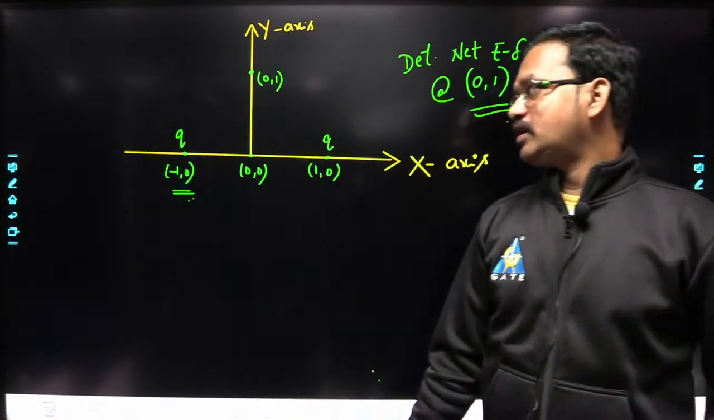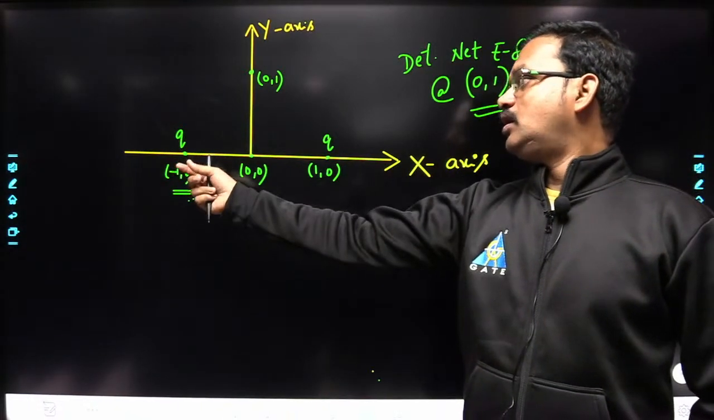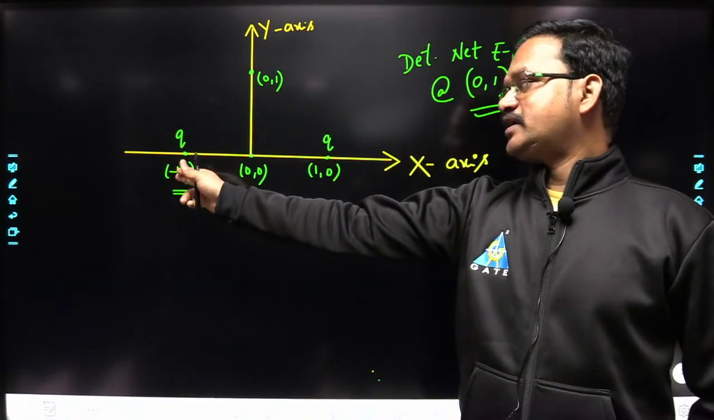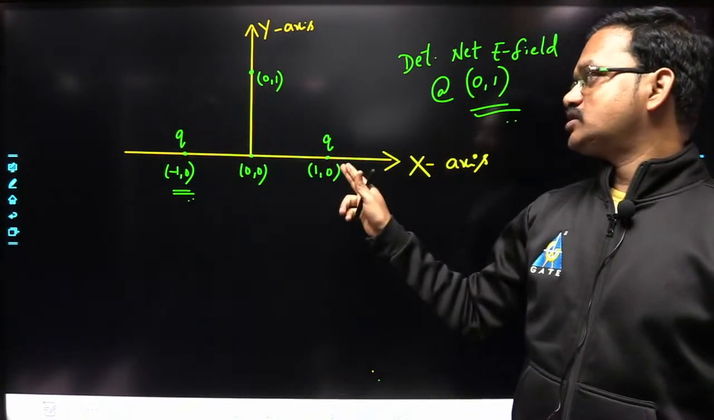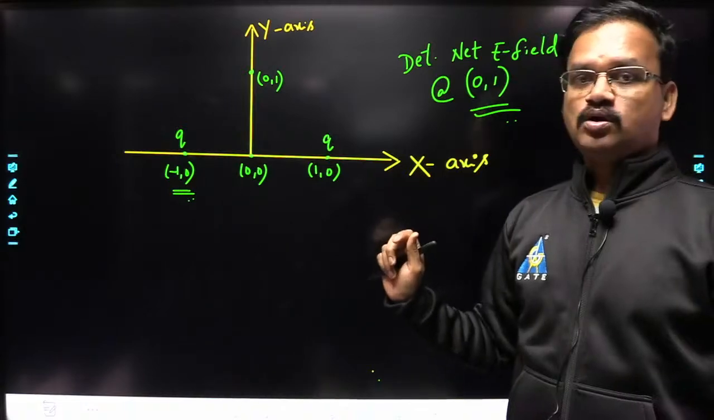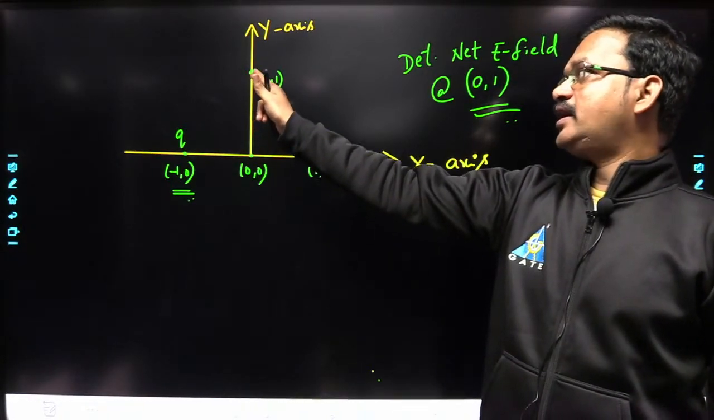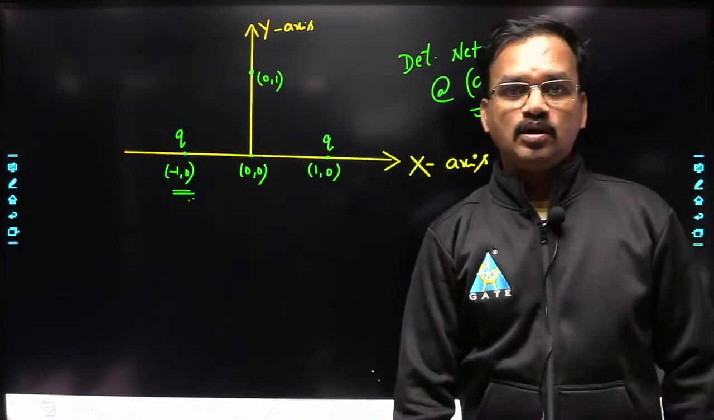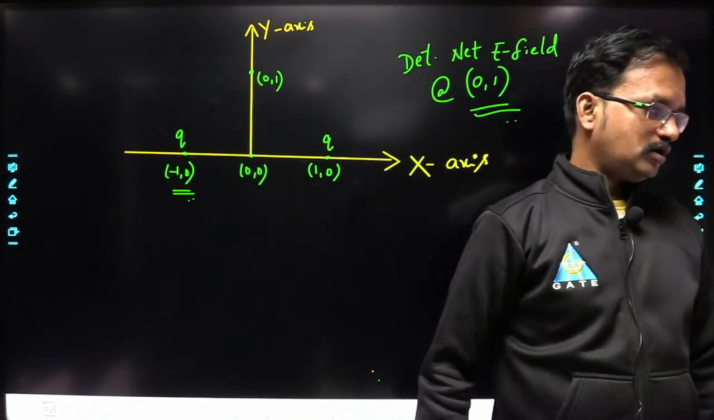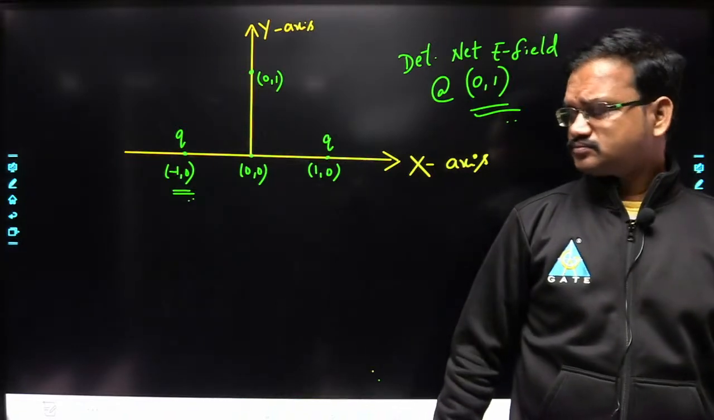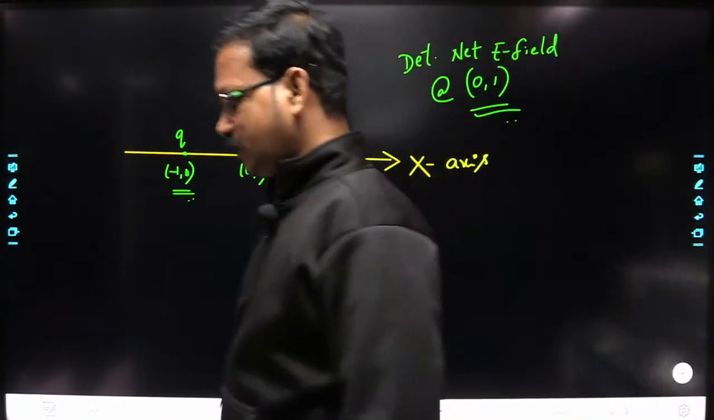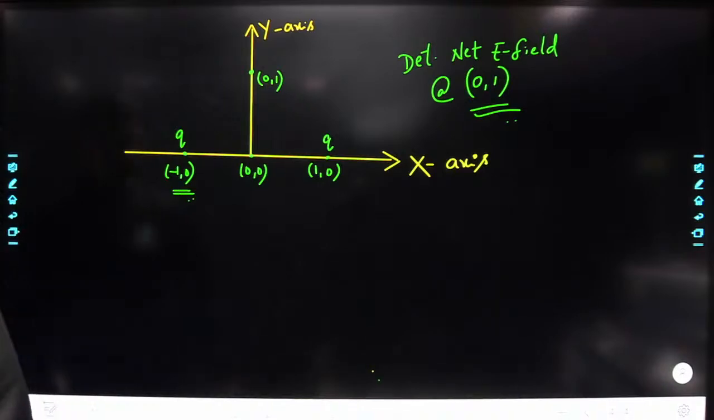So what have they given here? They have given a point charge located at minus 1, 0. Another point charge is located at 1, 0. And they are asking to determine the net electric field at point 0, 1. So what is the answer for this question here? Tell me. So how to do this one?